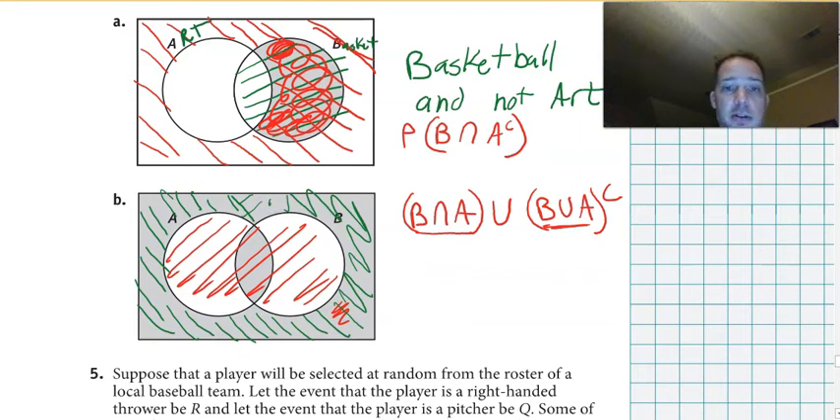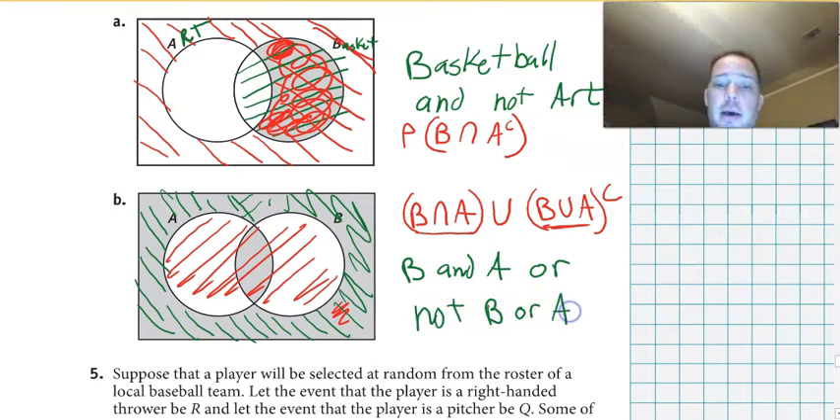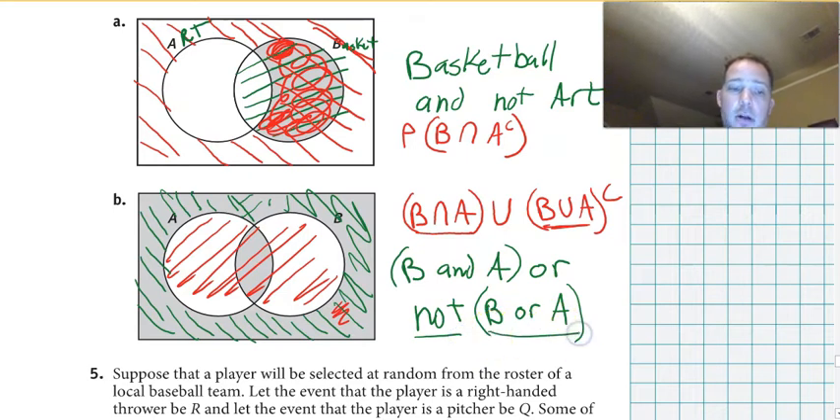To put that in words, we want the students that are in basketball and art, or not in basketball or art. Basketball or art. So the complement of basketball or art.